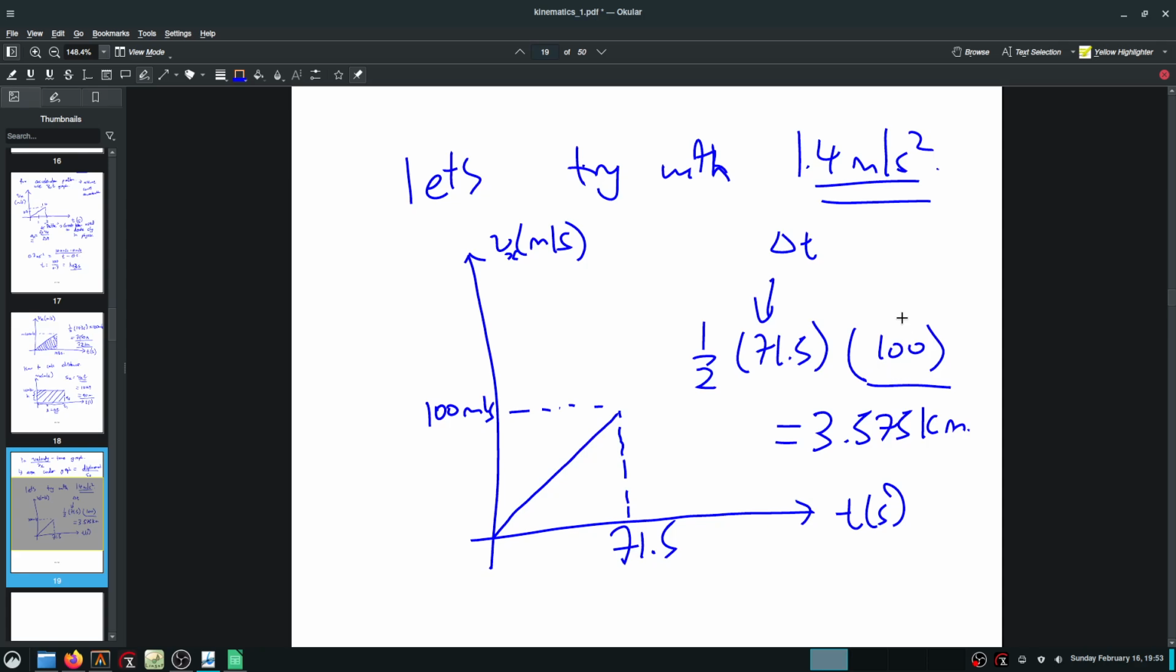Again, that's my bad habit. I also don't put units down there, but if you want to write the units properly, at the final answer you must have units. So this is meters per second, and this is seconds.